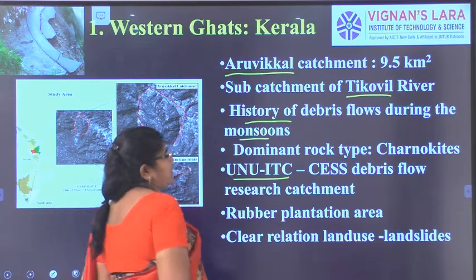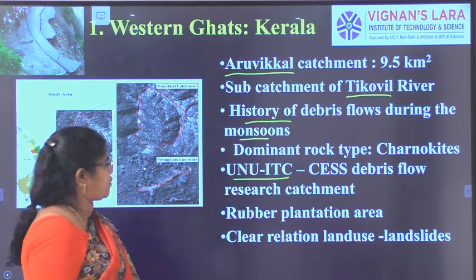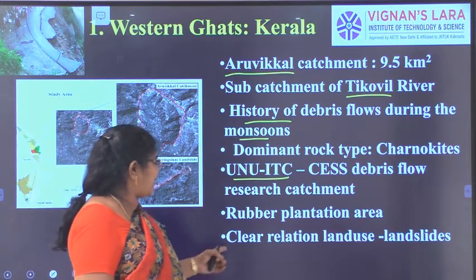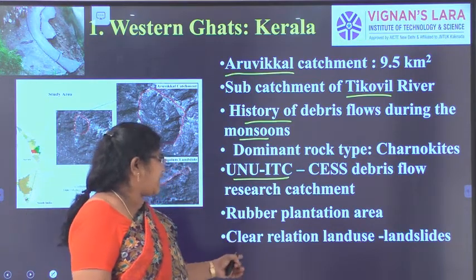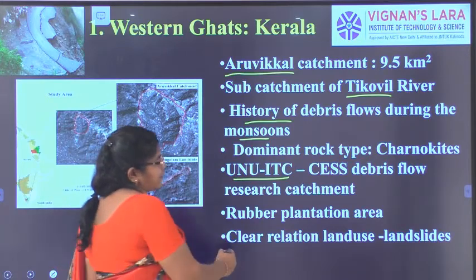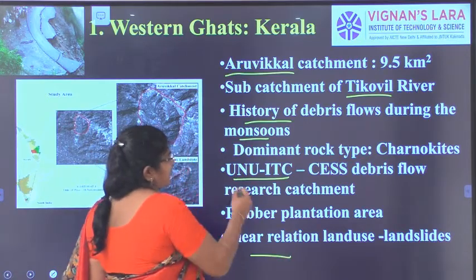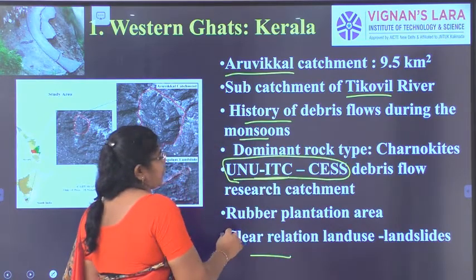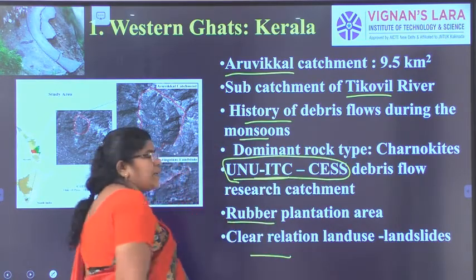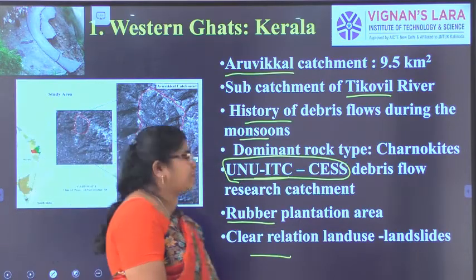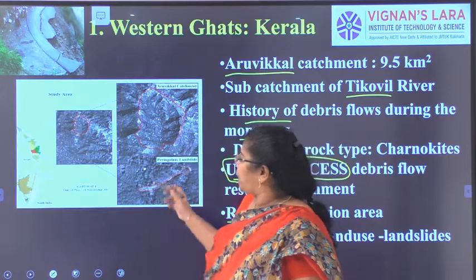Okay. So it says debris flow will be there, and the research catchments will be there. Rubber plantation area will be there, and there is a clear relation between land use and the landslides. Already it is an area of landslides. So here there is debris flow. All types of debris will be flowing around there, and the main area there is the rubber plantation. So this is the main study area.